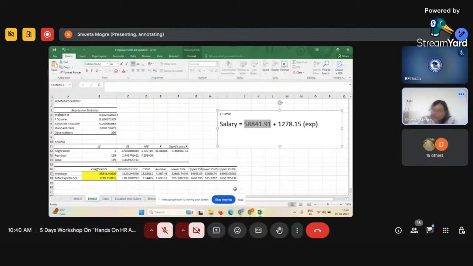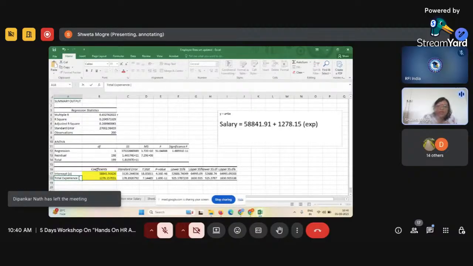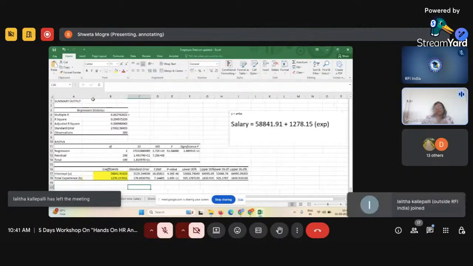Is it clear? So this first value is called your A. Intercept is basically your A. Sometimes a few authors pronounce it alpha as well. In multiple regression, we will also pronounce it by beta instead of B.